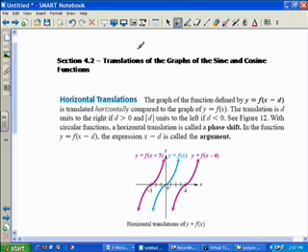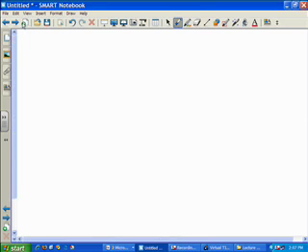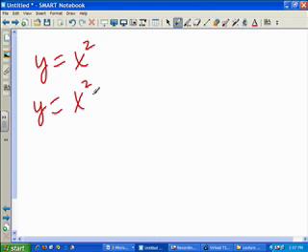Now we're going to talk about translations, and what we mean by translations is how do I move the sine or the cosine graph? How do I move it left, right, up, or down? And I'm going to go back to college algebra with you for a second. You all remember that when you were asked to compare y equals x squared with y equals x squared minus 1, you all remember what the negative 1 does to the parabola, right? In that case, it moves everything down 1 unit, right?